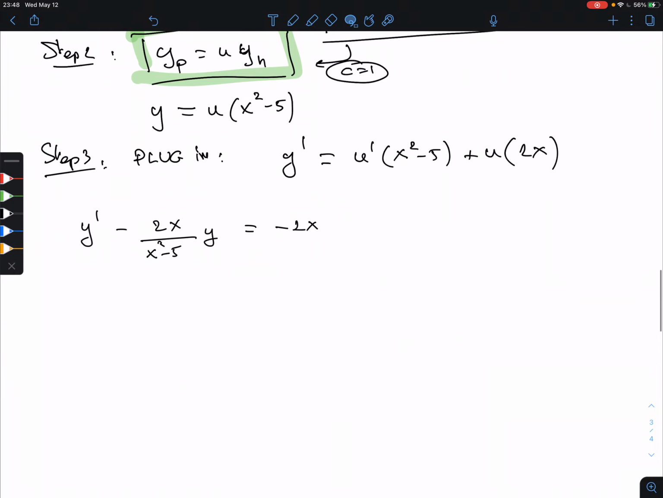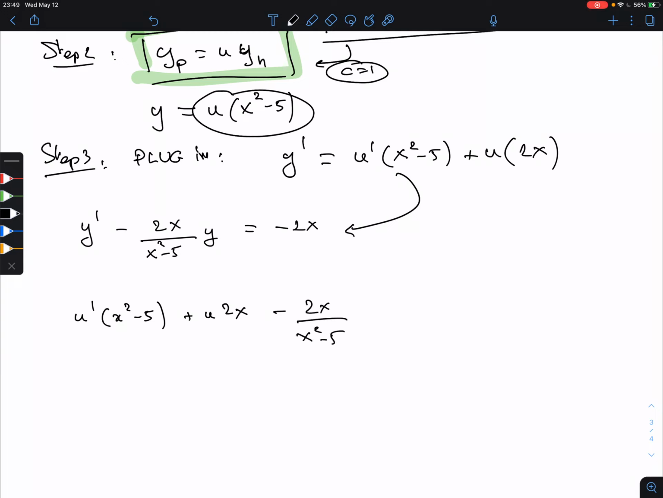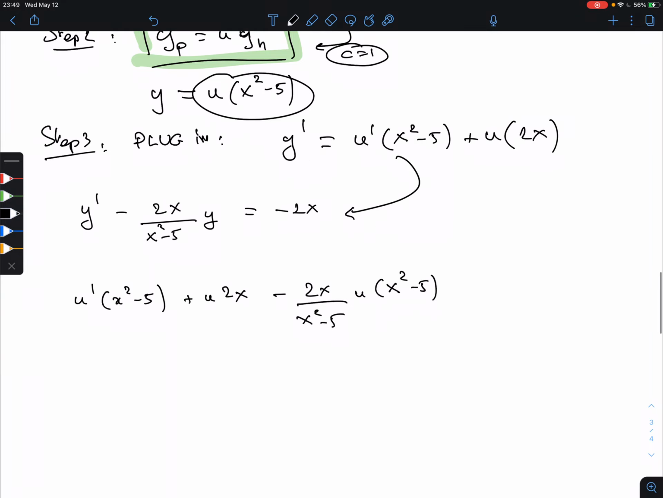Okay, here's my equation. Okay, so we plug this in here. We get u prime times x squared minus 5, plus u times, yes, no, I said O, I don't know why I said O, this is correct, u plus 2x, minus 2x over x squared minus 5. This y, what is this y? This is the y, right? u times x squared minus 5 equals minus 2x.